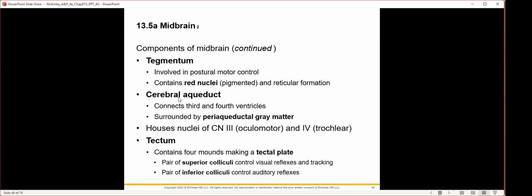Cerebral aqueduct, this is a structure we already mentioned that is bringing cerebrospinal fluid from the third ventricle to the fourth ventricle. And then we have an area called the tectum. The tectum is also called corpora quadrigemina, if you see it in other texts. And these different structures called colliculi are going to control visual reflexes as well as auditory reflexes.